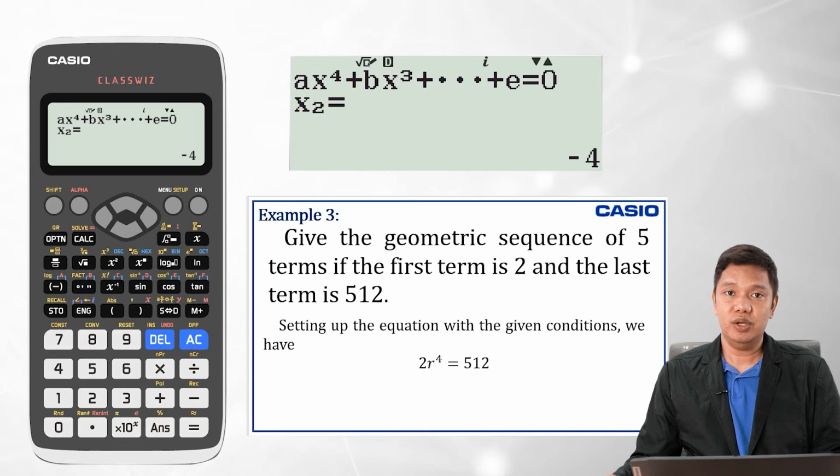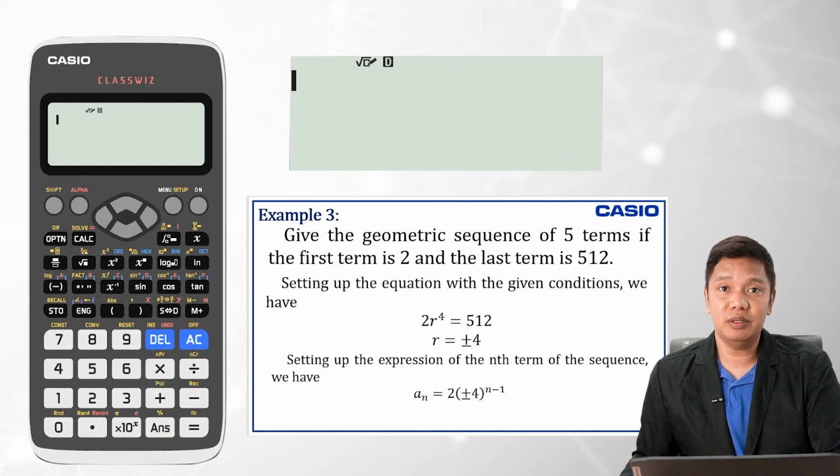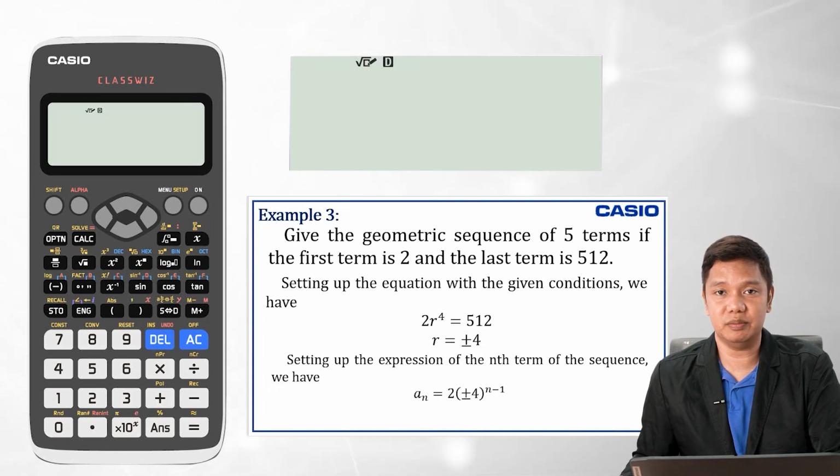Thus, in this case, there are 2 possible values for the common ratio, which are 4 and negative 4. Since we have two possible values for the common ratio, we will be having two different geometric sequences of 5 terms. Setting up the nth term for these two possible sequences, we have a sub n is equal to 2 times positive or negative 4 raised to n minus 1.